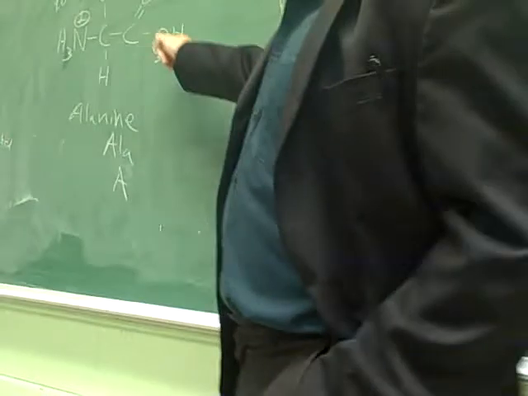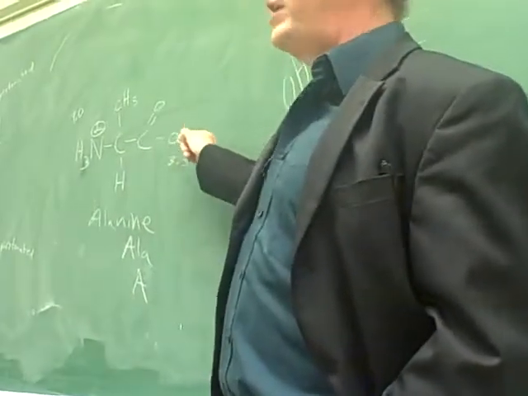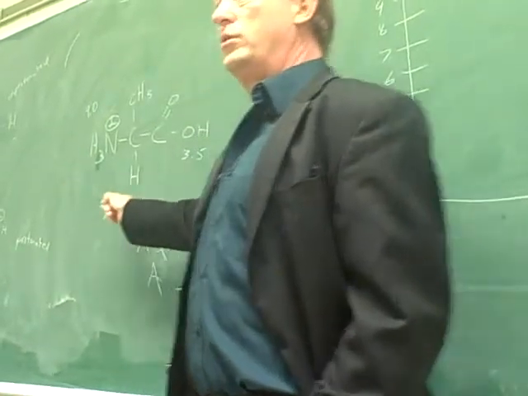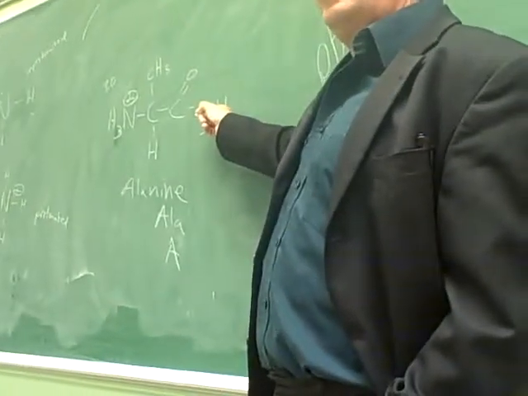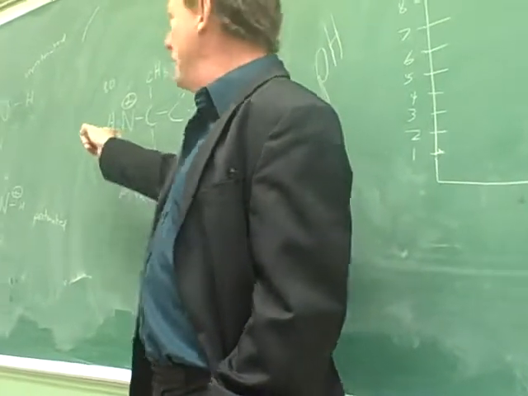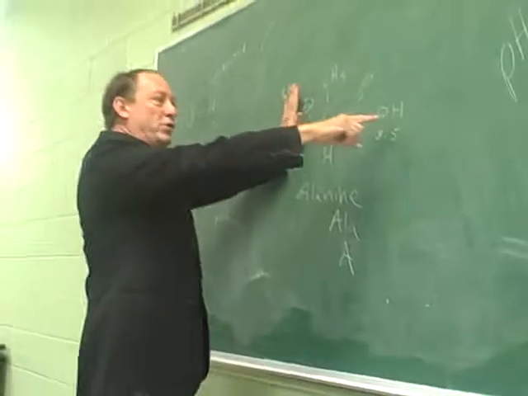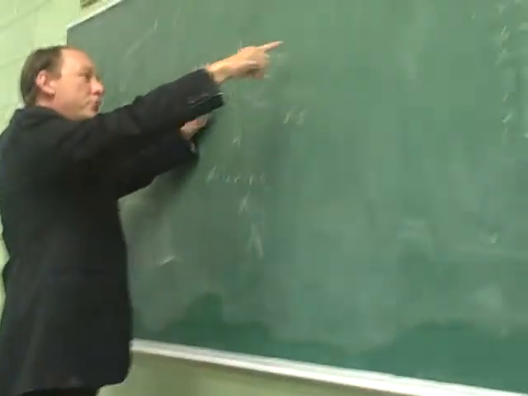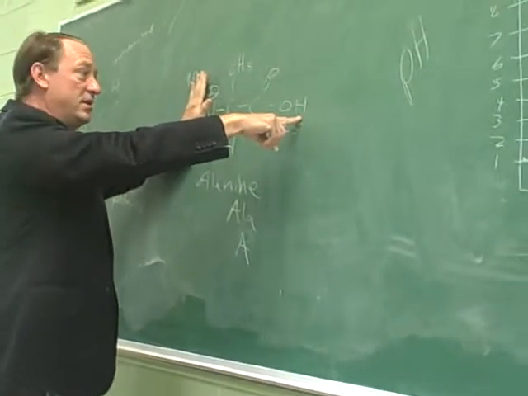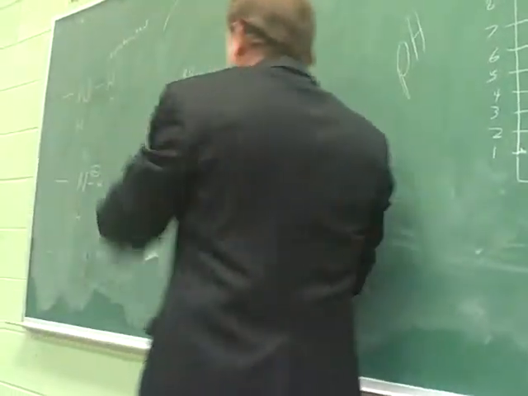To pull all the protons off of here, you'd need an equal number of OH molecules to pull off this one, and another equal amount to pull off this one. So if you had a mole of this, say you only had this, if you wanted to pull off all these protons, you'd need a mole of OHs just to pull off all of those protons. But this guy has 2.